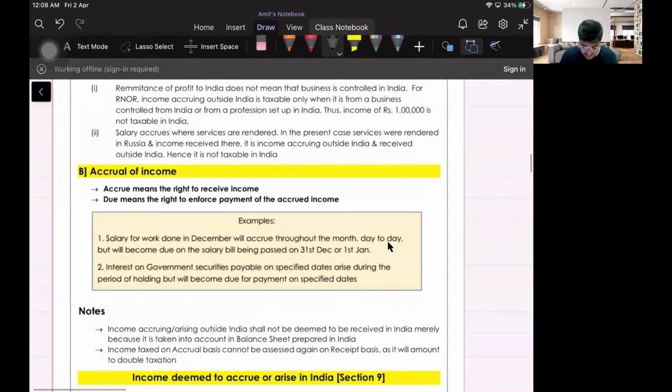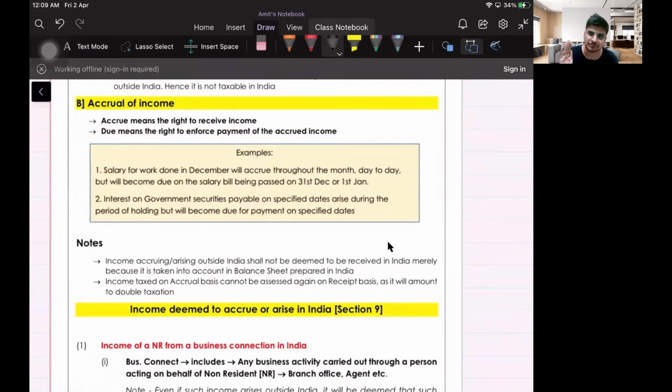Then we will move on to the next point, that is accrual of income. What is the meaning of accrual of income? Accrual, what does it mean? Accrue means the right to receive the income. In this, we have seen what is the difference between accrual and due. Income is accrued, what does it mean? Income is due, what does it mean?